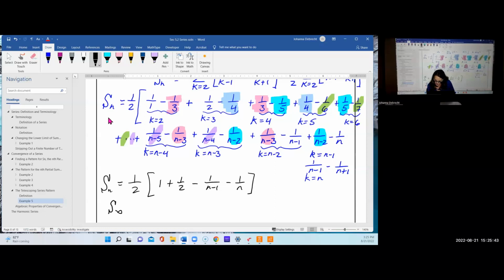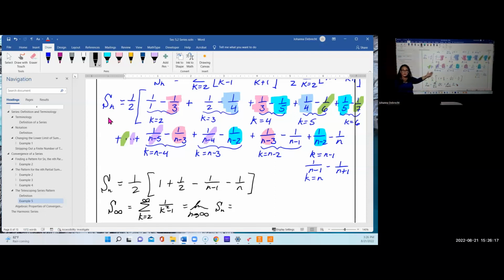So s infinity, which of course is the infinite sum that we started with, the sum from, what was it again? I've lost track. K equal 2 to infinity of 1 over k squared minus 1, has got to be equal to the limit as n goes to infinity of s sub n. Now, in order to take the limit of this expression here for s sub n, remember the 1/2 is a constant. You can always take a constant out of a limit. And the limit of a sum or a difference is the sum or difference of the limits. So I can take the limit of each individual term.